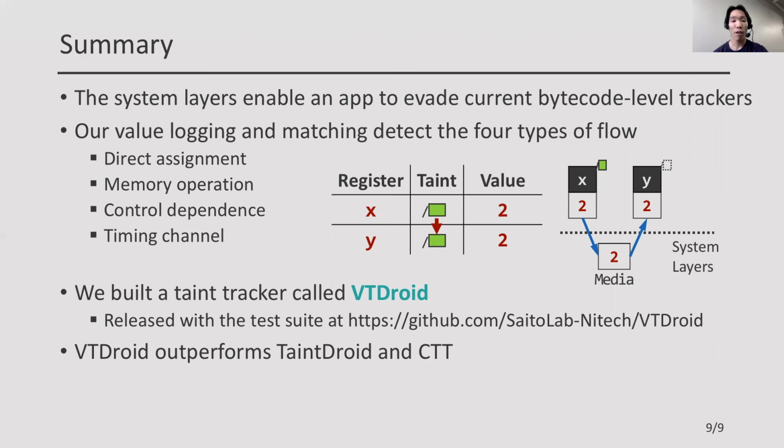In closing, I'd like to emphasize the following points once again. The system layers enable an app to evade current bytecode level trackers. Our value logging and matching detect the 4 types of information flow even when unknown media are utilized in the system layers. We built a taint tracker called VTDroid, which is released with our test suite. We evaluated VTDroid compared with 2 current trackers, TaintDroid and CTT. The results show that VTDroid outperforms the current trackers.